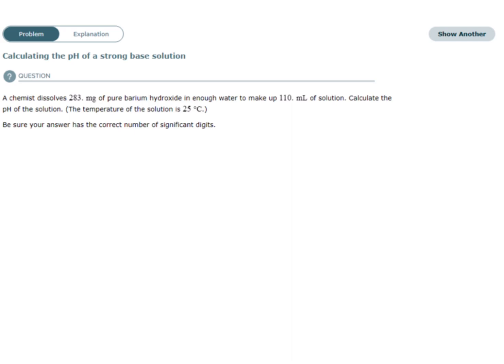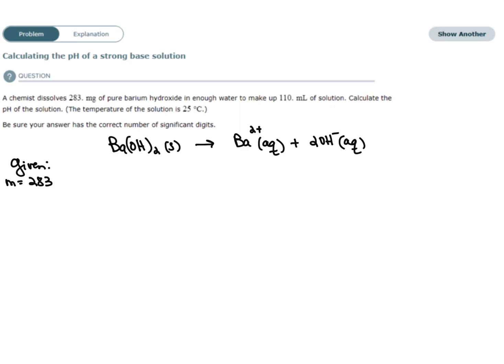So let's start off with a balanced chemical equation. When barium hydroxide dissolves in water, it will break up into its cation and its anion. Want to make sure that the equation is balanced, which it is. Now I want to continue with my given information. I have 283 milligrams of barium hydroxide. The volume of the solution is 110 milliliters, which equals 0.110 liters. And I'm asked about the pH.